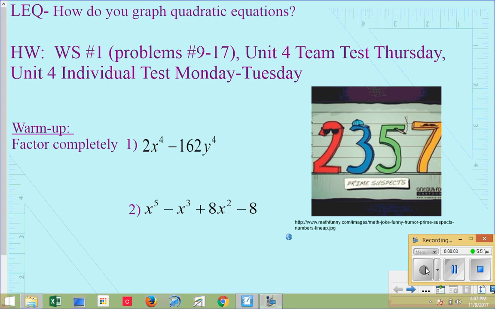This is day 12 of Unit 4. We started today with this warm-up, so take a moment, pause the video, try the warm-up, then play to check your answers. So we have factoring.